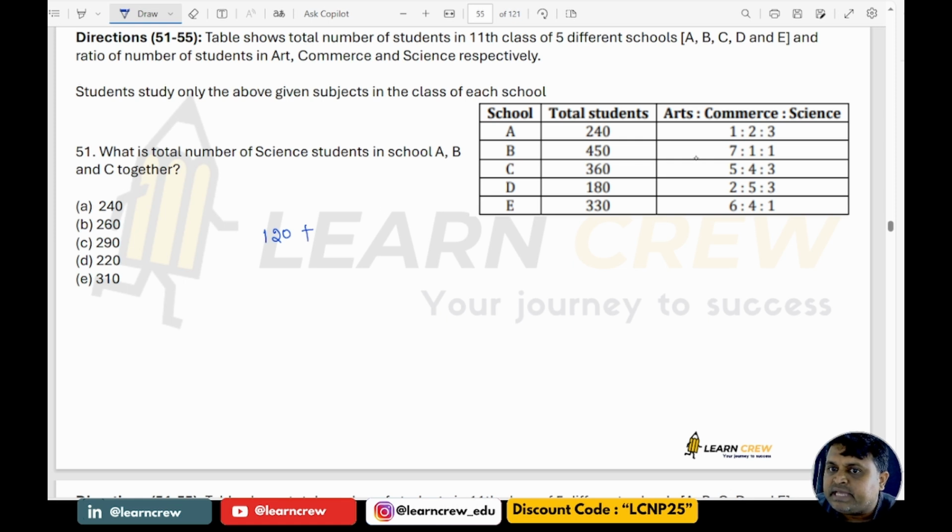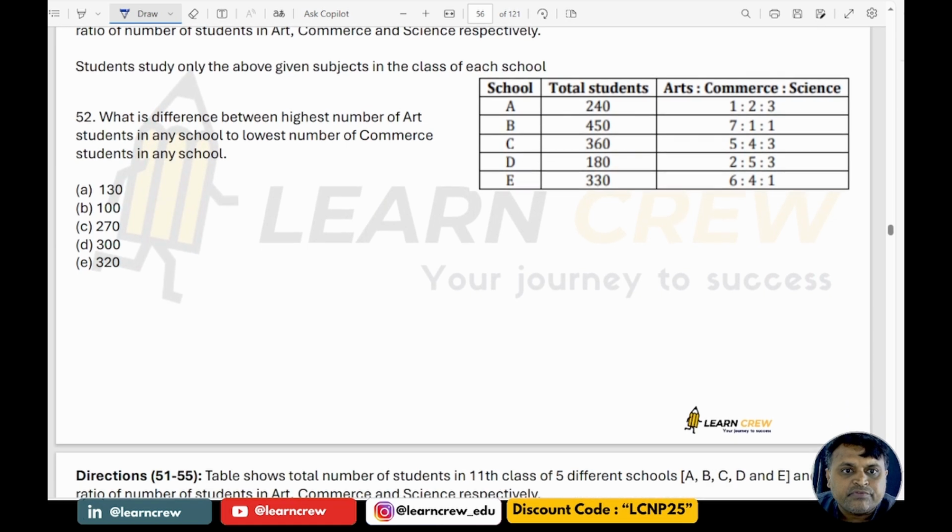And for B, 1 by 9th of 450 is 50. And C is 3 by 12 of 360, one fourth of 360 is 90. So 120 plus 50 plus 90 is 260, which is the answer.